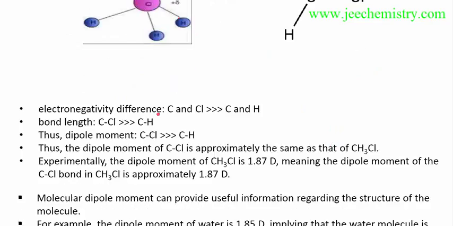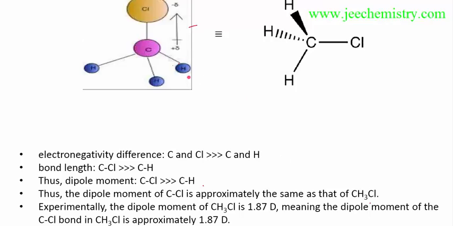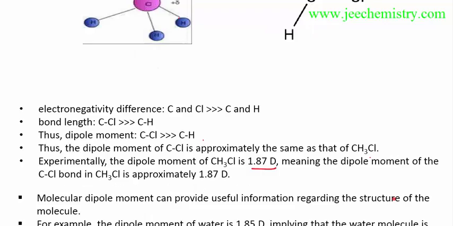Now, the electronegativity difference between C and Cl is much higher than between C and H. The bond length of C-Cl is also greater than that of C-H. Thus the dipole moment of C-Cl is much higher than that of C-H, and approximately the same as the dipole moment of CH3Cl. Experimentally, the dipole moment of CH3Cl is 1.87, meaning the dipole moment of the C-Cl bond in CH3Cl is approximately 1.87.